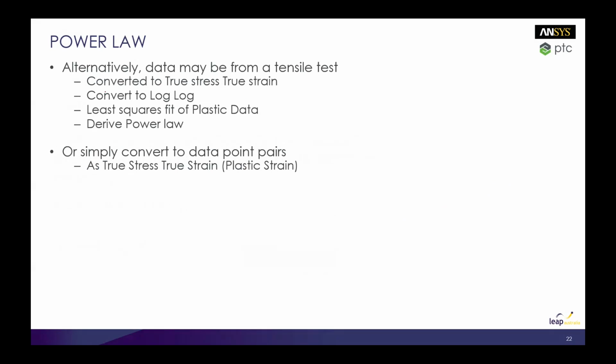Okay, so you can convert your tensile test data to a true stress, true strain in log-log coordinates, and do a least squares fit of the plastic data. When I say that, I mean if these are your data points in log-log space, you do a linear fit to it, that's your power in your curve, and then you can use that as your sort of relationship.